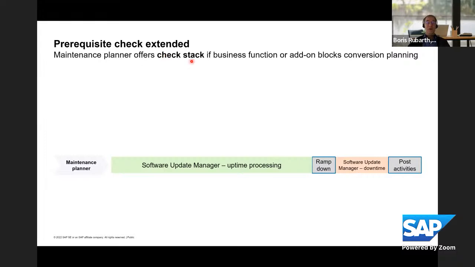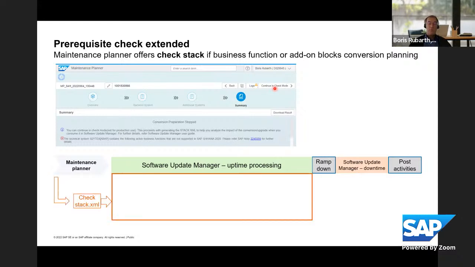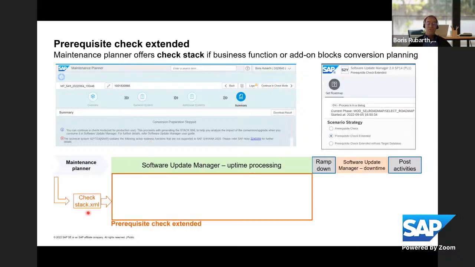The maintenance planner may offer a specific check stack. So in the dialog where the result of the check as the first part of the maintenance planner is displayed, in this case, there is a block. In my case, there's a business function not supported. You nevertheless may continue in check mode. So the maintenance planner will provide a specific check stack XML and the software archives.